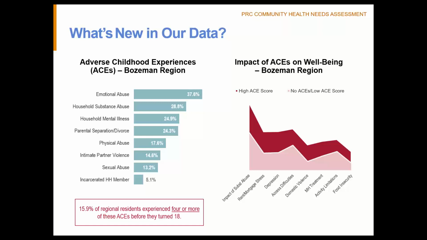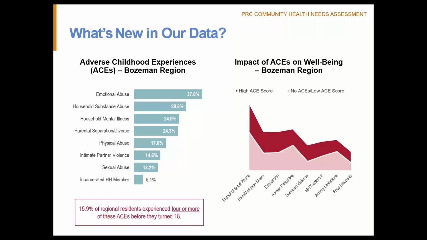28.8% lived in a household where someone had a substance abuse issue. 24.9% lived in a home with someone with mental illness. 24% were children of parents of divorce or separation. 17.6% reported some type of physical abuse. 14.6% reported intimate partner violence. 13.2% reported sexual abuse before the age of 18. And 5.1% grew up in a home where a household member was incarcerated.